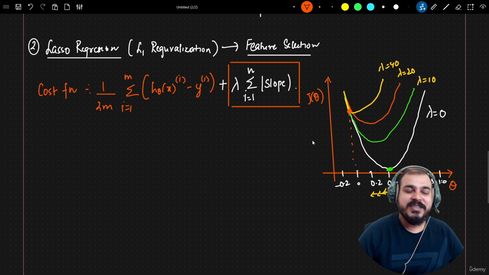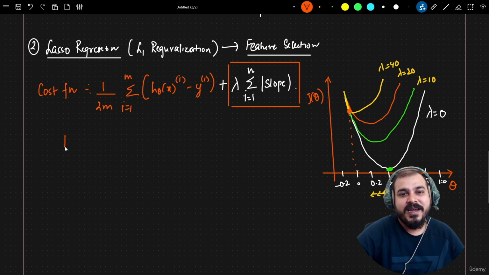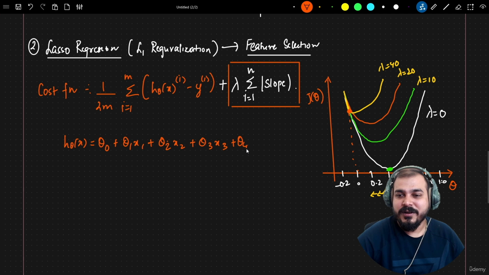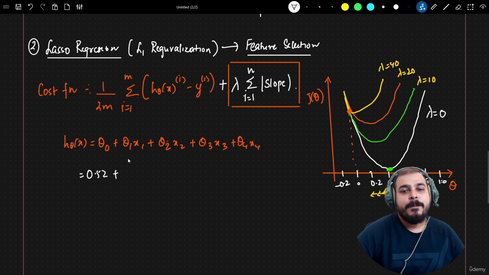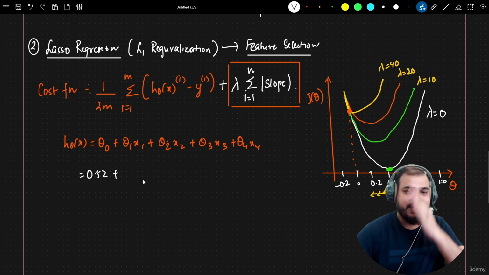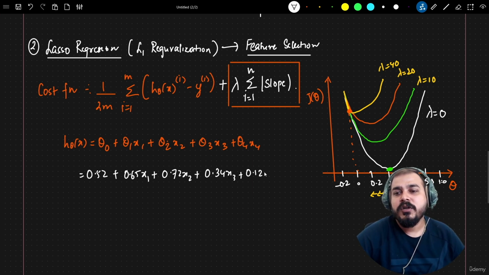Now, what happens if my coefficient becomes 0? In short, we are actually removing that specific feature. So let's say my h theta of x is theta 0 plus theta 1 x1 plus theta 2 x2 plus theta 3 x3 plus theta 4 x4. Let's consider that I have 4 independent features. Let's say my theta 0 is 0.52. My theta 1, computed by creating the best fit line, is around 0.65 x1. This is 0.72 x2, this is 0.34 x3, and this is 0.12 x4.